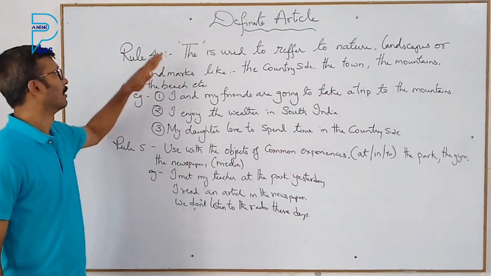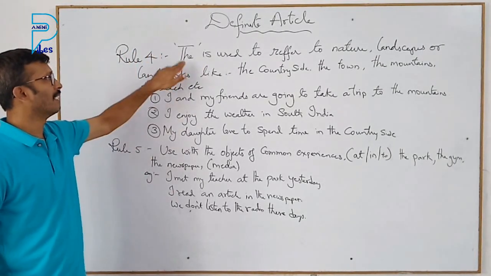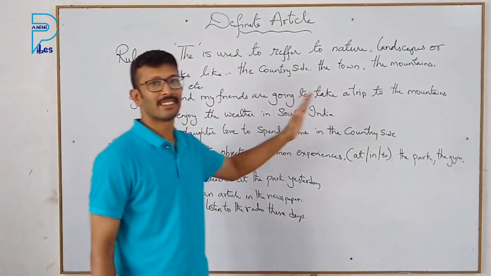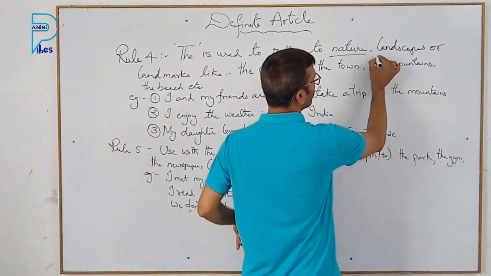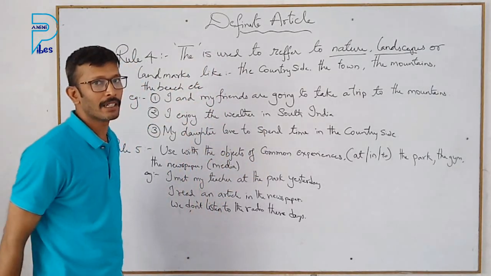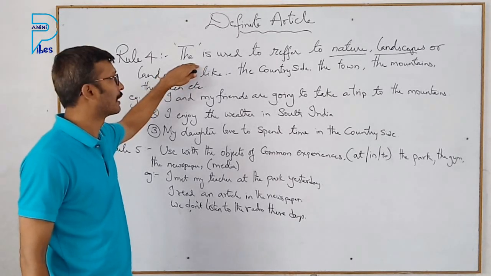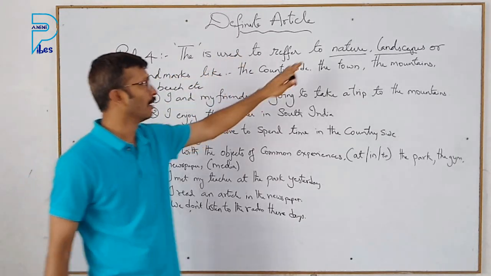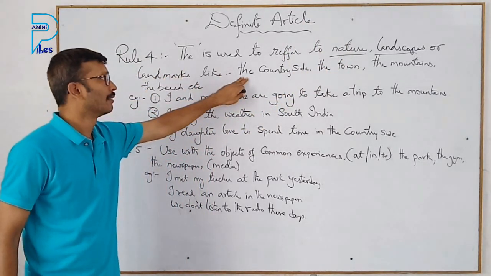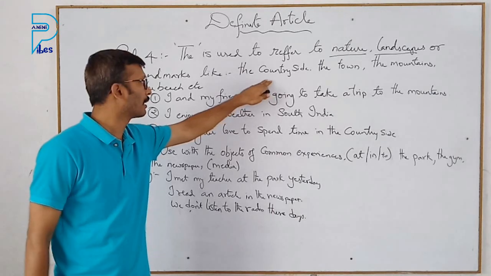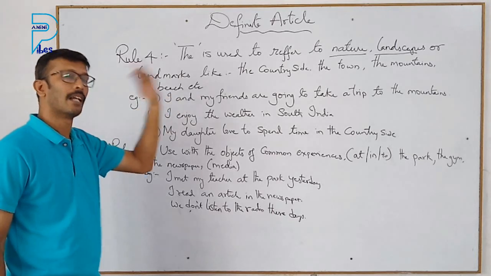Now let us see when and how we use the in rule number 4 and 5. The is used to refer to nature, landscape और any landmarks. तो अच्छी तरह याद रखें, जो हम नेचर, प्रकृति के बारे में या प्रकृति के कुछ पार्ट्स के बारे में कुछ बता रहे हैं, तो then we use the as definite article. So the is used to refer nature, landscapes or landmarks. For example, the countryside, इसका मतलब है village, the countryside, the town, the mountains, the beach, etc.